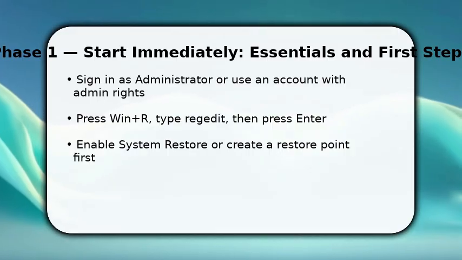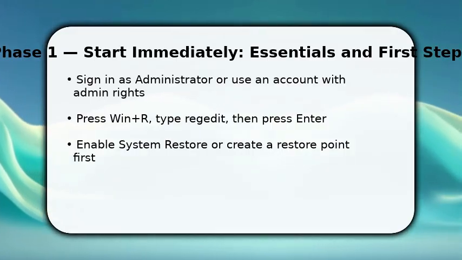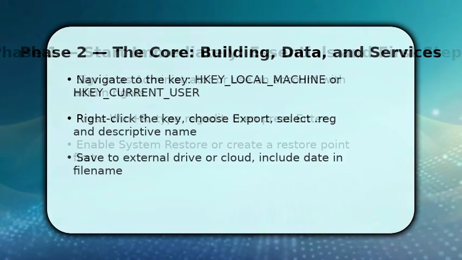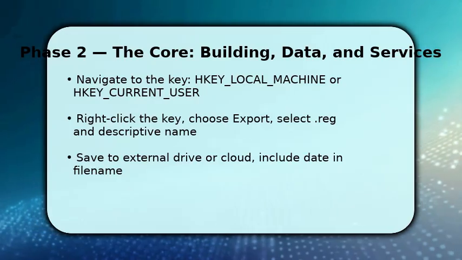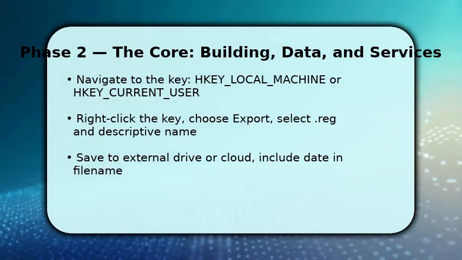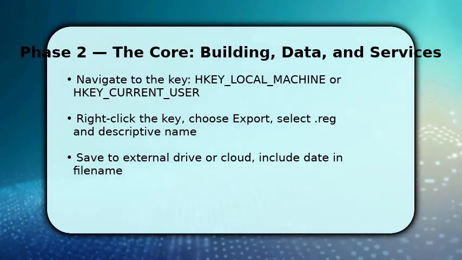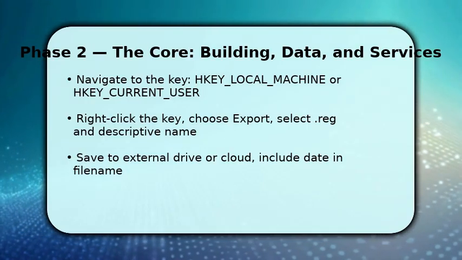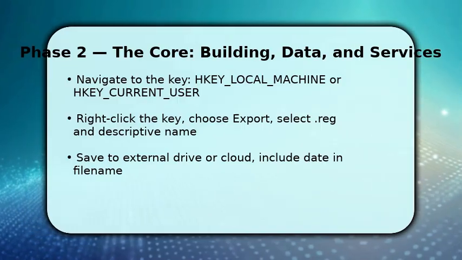Next, navigate to the key you need to back up. Now export the key you selected by navigating to HKey Local Machine or HKey Current User, where most changes live. Right-click the exact key or folder, choose Export, pick a reg file type, and give it a descriptive name that includes the date. Save the file to an external drive or cloud storage so it survives local failures.